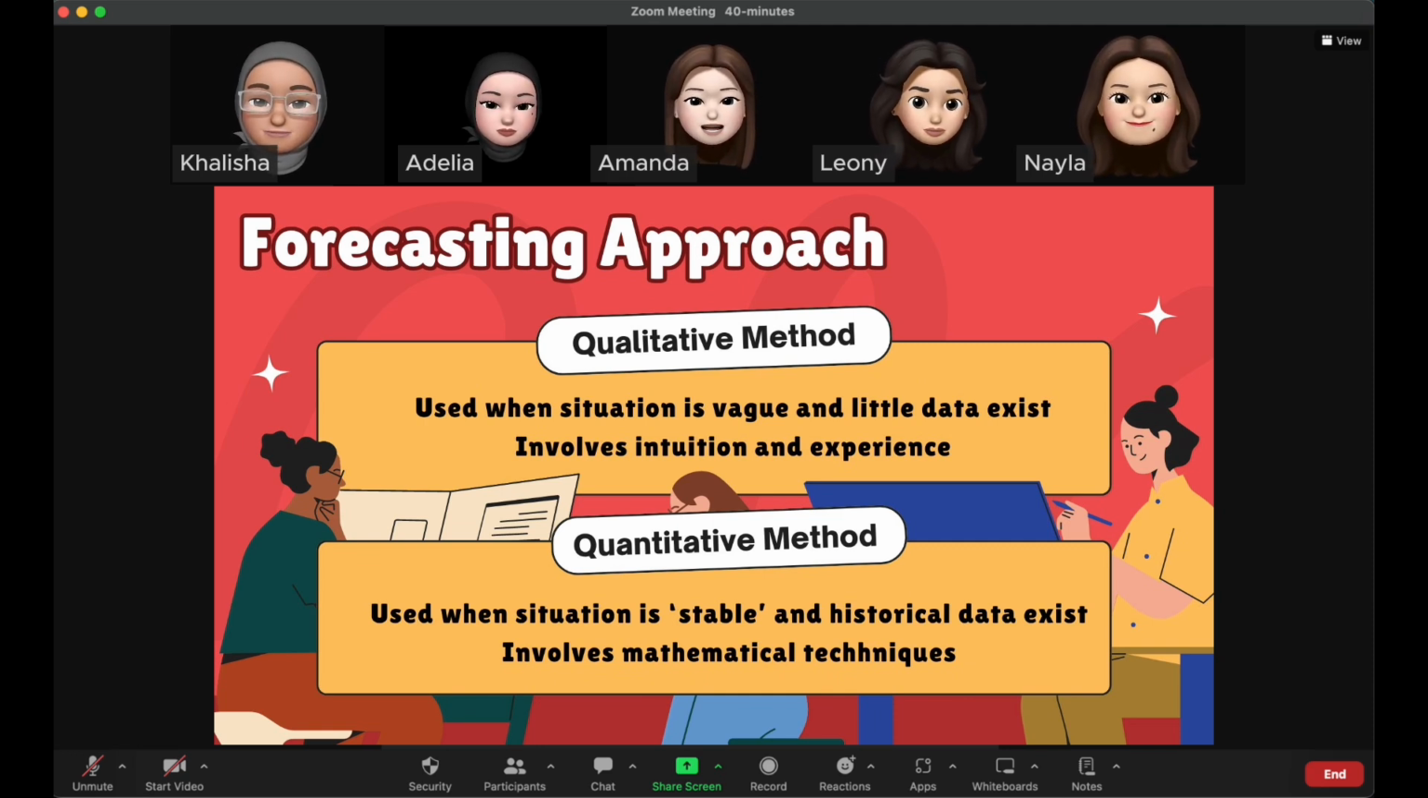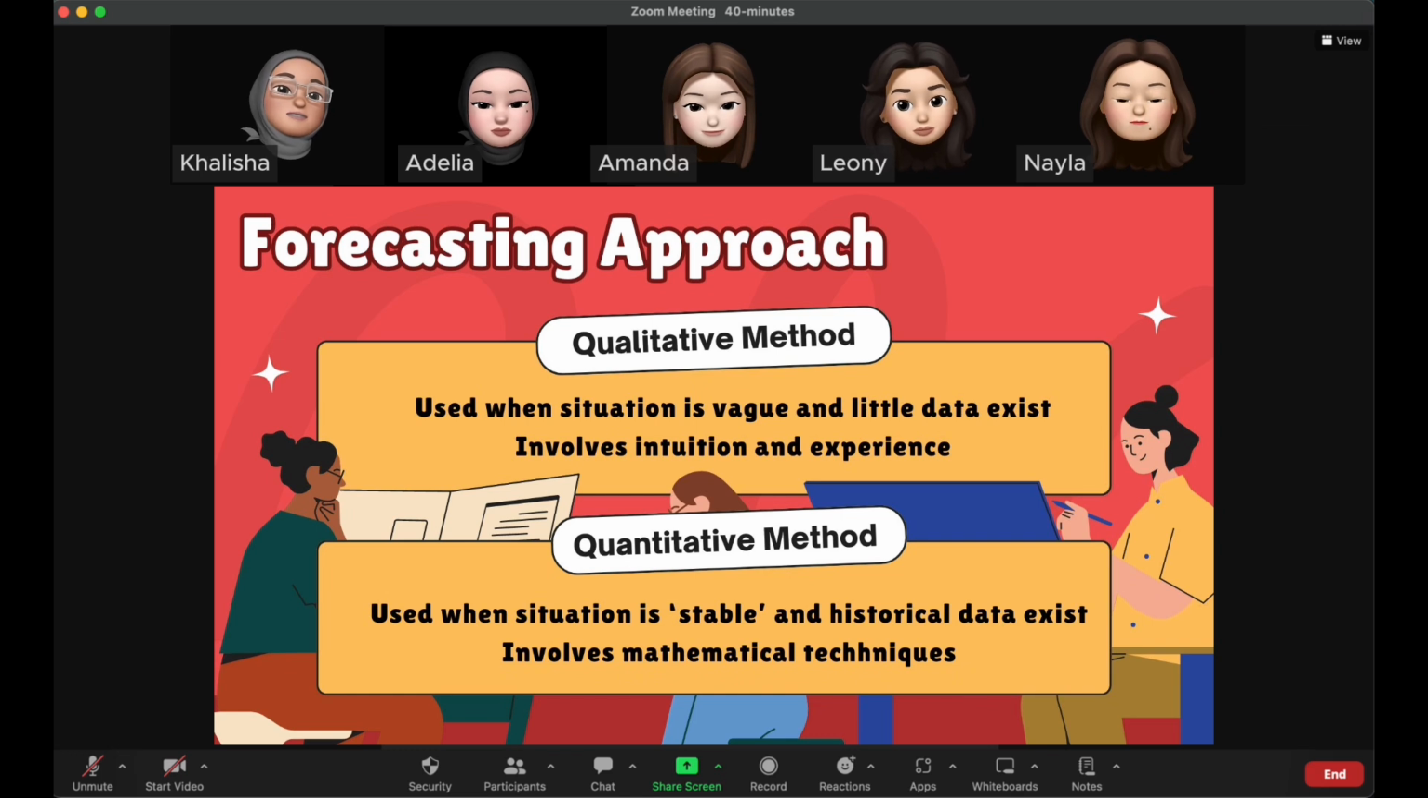Do you guys know the difference between those two? Kalisha, can you help me to answer? Of course. So, the qualitative method is used when situations are vague and little data exists. It is used for new products and technology. While quantitative methods involve mathematical equations when the situation is stable and the data is available. That is true. Good job.